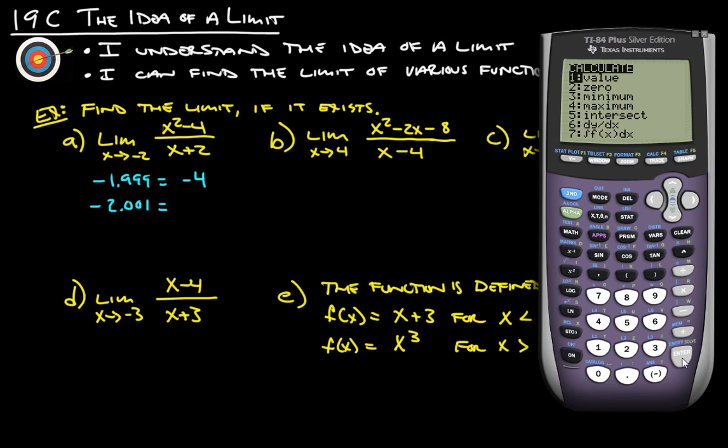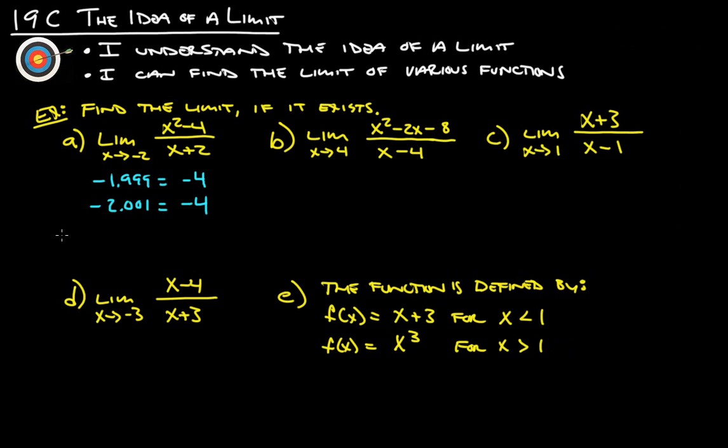Then let's do second calculate, value again, and now let's enter -2.001 and see what we get there. And this one also gets us really close to -4. So then we can say the limit as x approaches -2 of this equals -4.